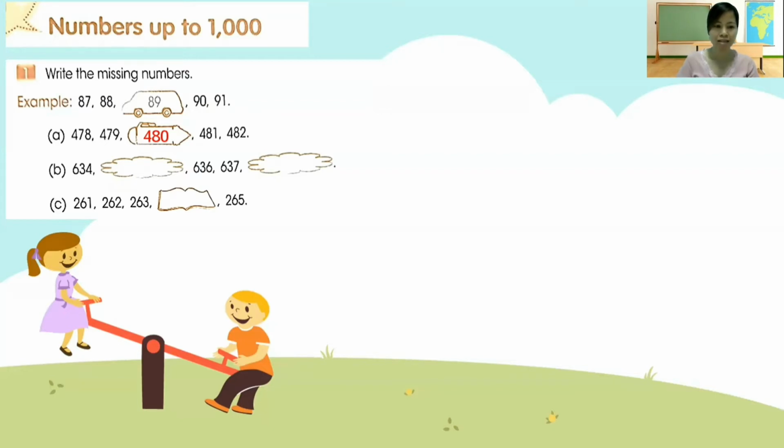First, let's start with 634. What is the next number? You're right, 635. Next, we have 636, 637, and 638. Good job. And for letter C, we have 261, 262, 263. And what is the number after 263, that is before 265? Yes, correct. That is 264. Good job.